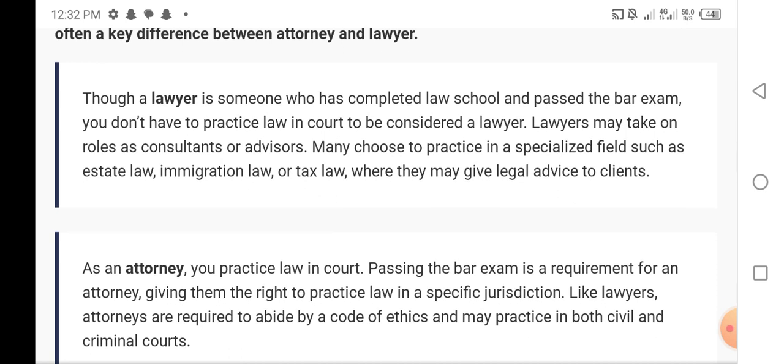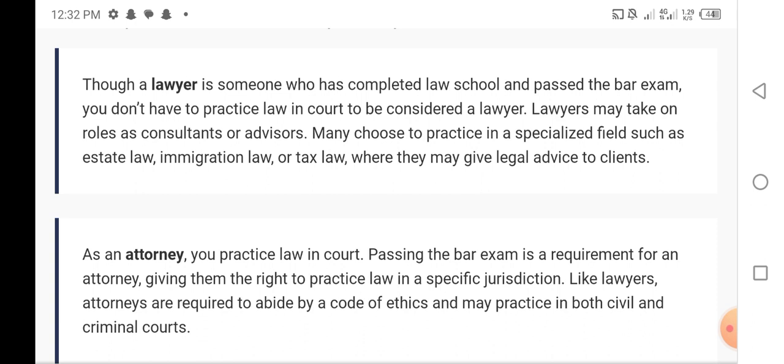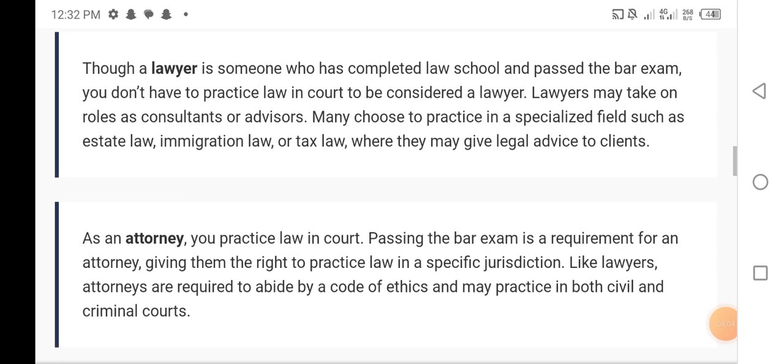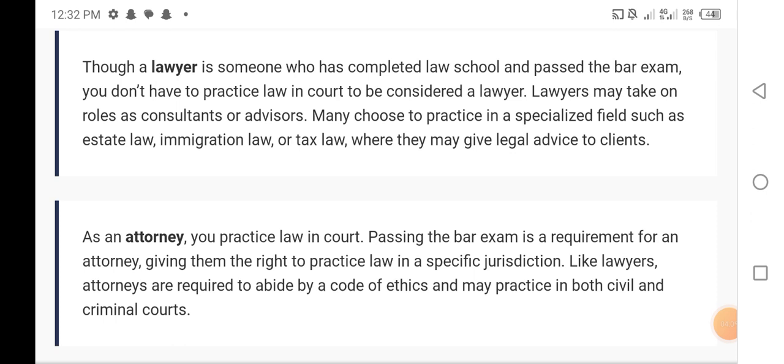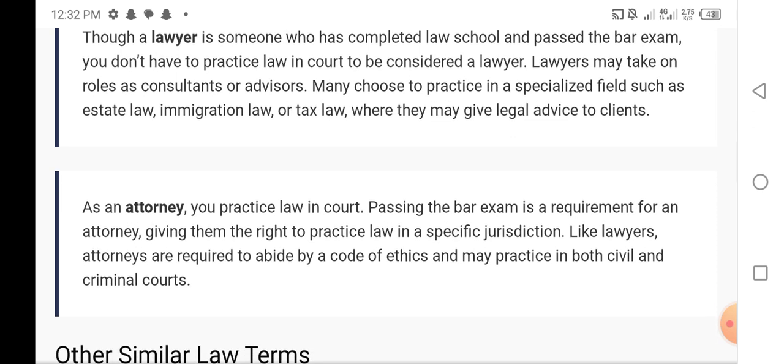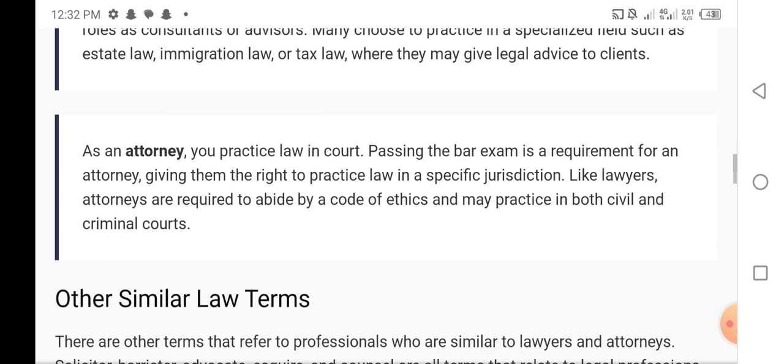Though a lawyer is someone who has completed law school and passed the bar exam, you don't have to practice law in court to be considered a lawyer. However, the lawyer may take on roles as a consultant or advisor, or may choose to practice in specialized fields such as estate law, immigration law, or tax law, where they may give legal advice to clients.